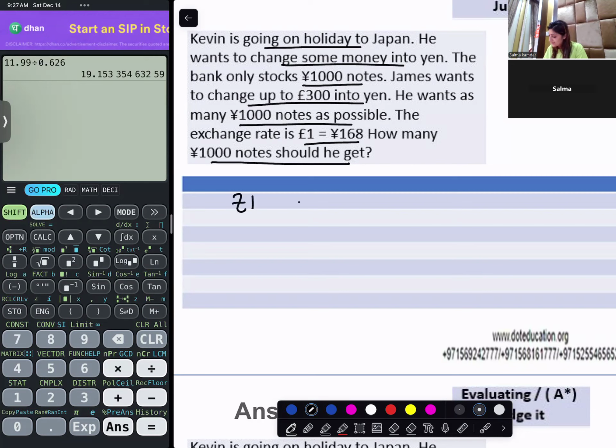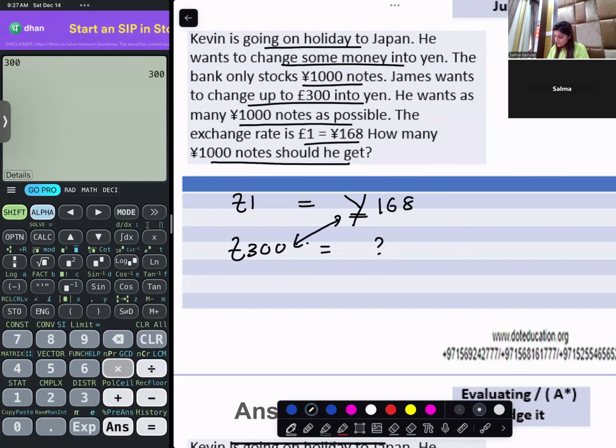I know 1 pound is 168 yen. So 300 pounds would become 300 into 168. So it is going to become 50,400 yen. So I want 1,000 notes. So I will divide by 1,000. So I will get 50.4 notes.